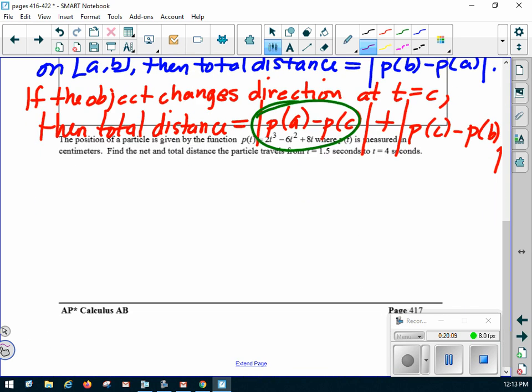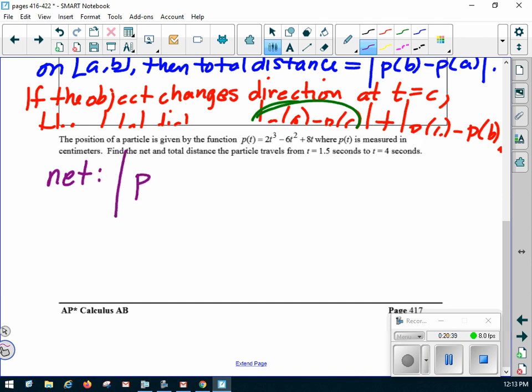Okay, we got one more question on this page. And this is, your calculator's going to come in here. The position of a particle is measured in centimeters. Find the net and total distance the particle travels from 1.5 to 4 seconds. Which one's easier to find? Probably net distance will be P of 4 minus P of 1.5. All right.